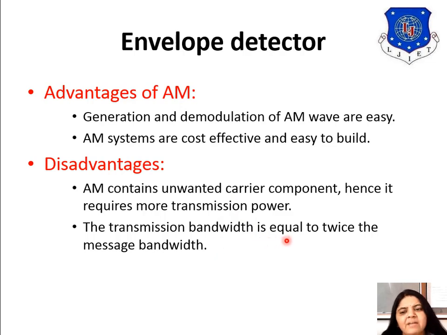The transmission bandwidth is also equal to twice the message bandwidth. Again we have seen that if my fm is 5 megahertz, then how much bandwidth do I need to transmit my AM signal? It is 2 multiplied by fm, so I require 10 megahertz. So the requirement of bandwidth is higher, and the transmission power is more to transmit the AM components. So that is the disadvantage of AM.